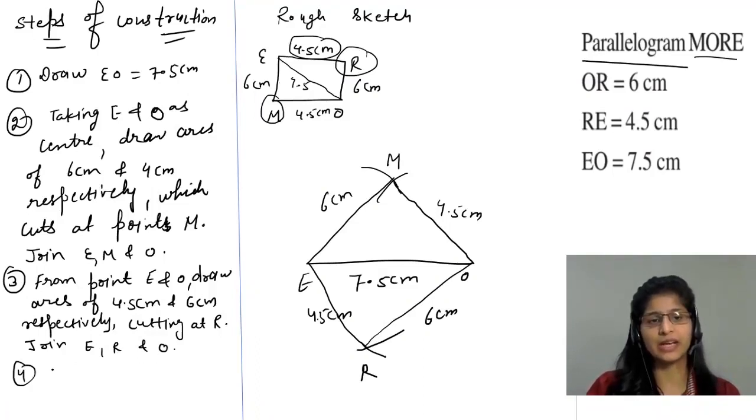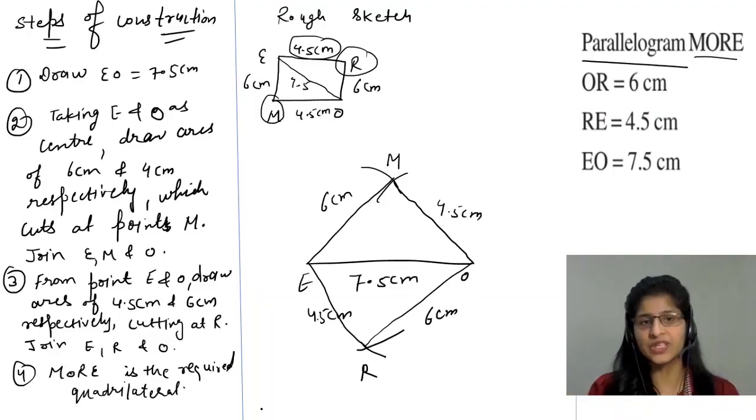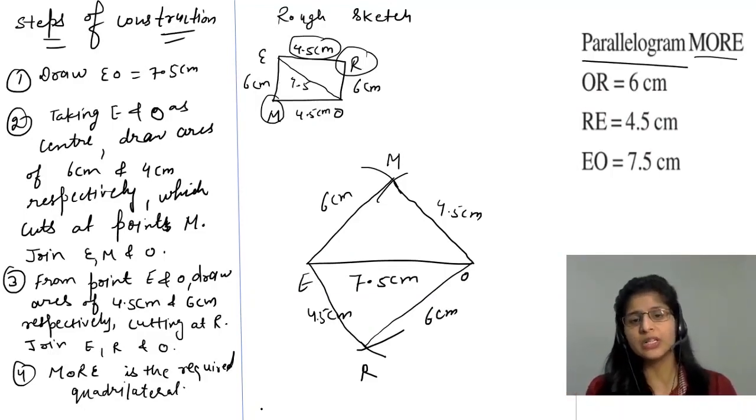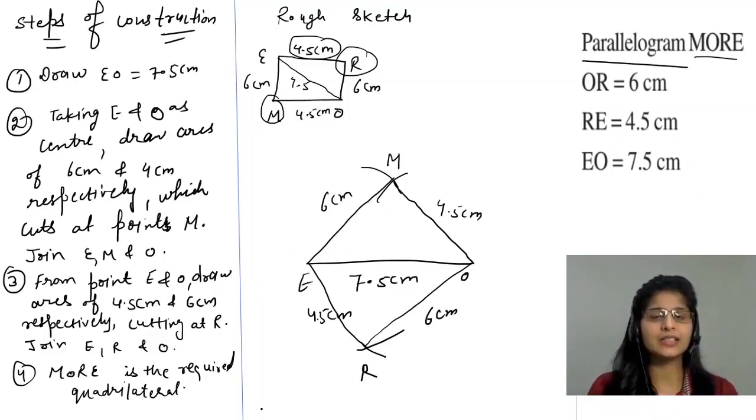So in the fourth step, you can write MORE is the required quadrilateral. So this is the required quadrilateral. Clear? So just see, steps of construction are all written and the quadrilateral is also formed. So I'm not drawing up the straight lines and the exact arcs. You can use your scale and compass to draw these arcs and learn how to construct a quadrilateral.